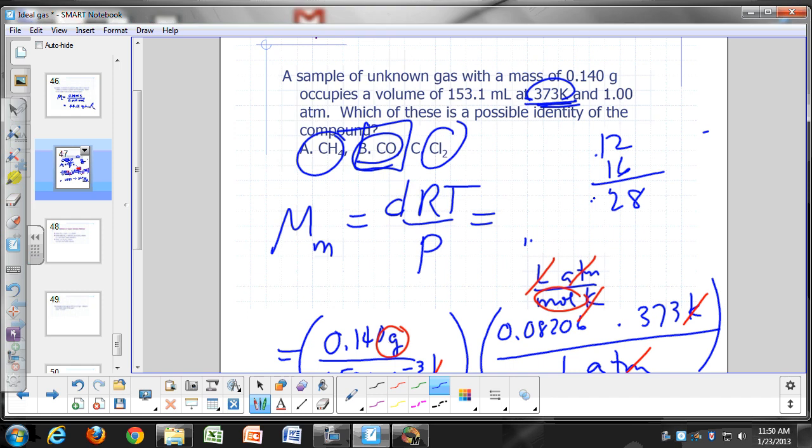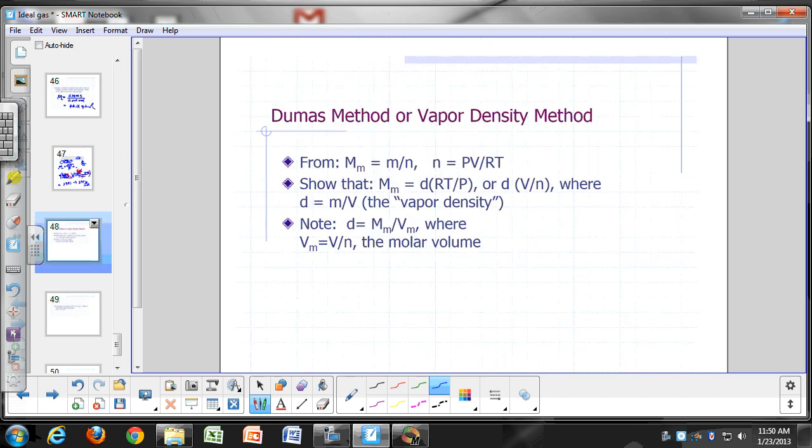Okay. Then, like I said, that method that we just talked about is called the Dumas method, or the vapor density method. You can see that molar mass is just density times RT over P. Okay.